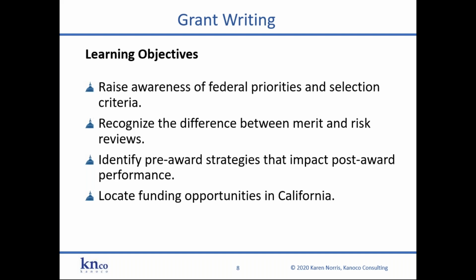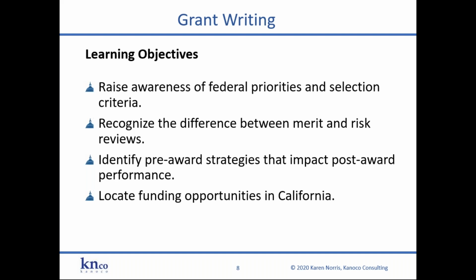We're going to first raise awareness of what the federal priorities and selection criteria are. Those are an absolute must to be aware of and to look for in applications, because that's how your proposal is going to be scored. And then we want to recognize the difference between merit review and risk reviews. The merit review is of the proposal and it's the scoring, but now there's a risk review under the uniform guidance, which did not exist under the prior circulars, that we all need to cope with as well.